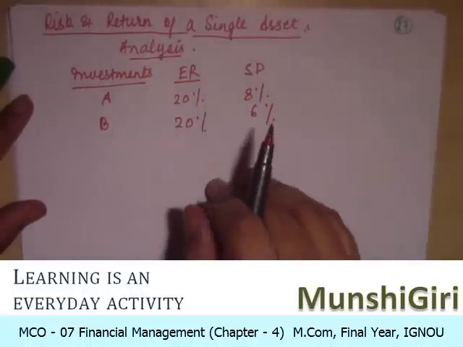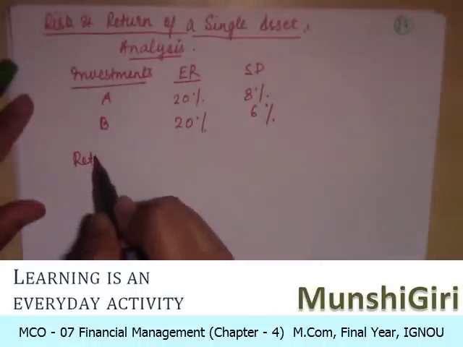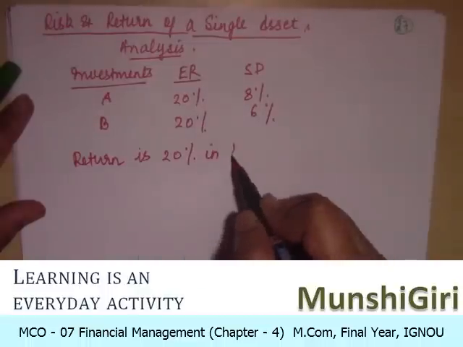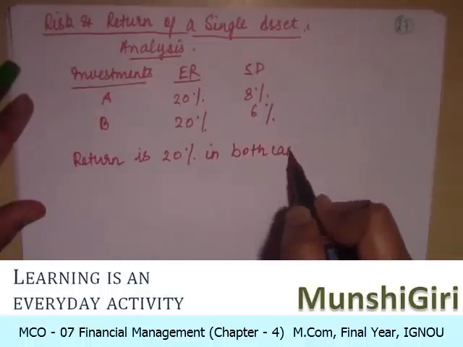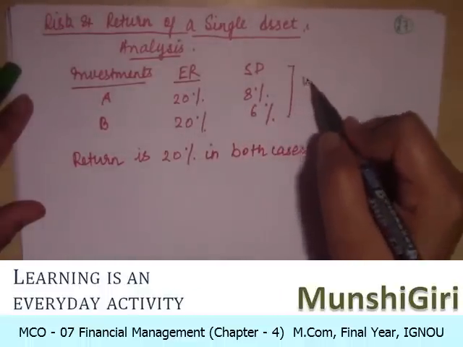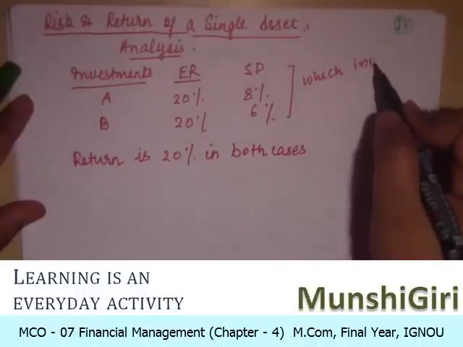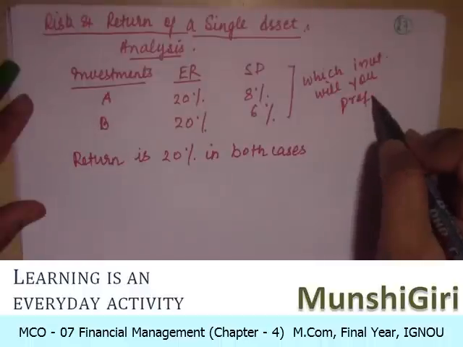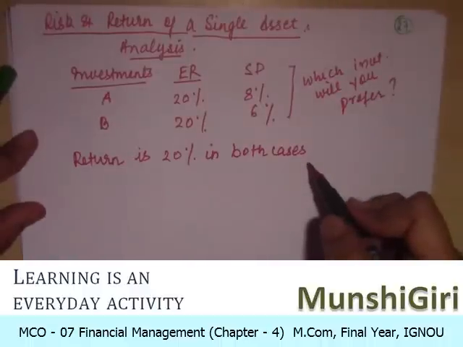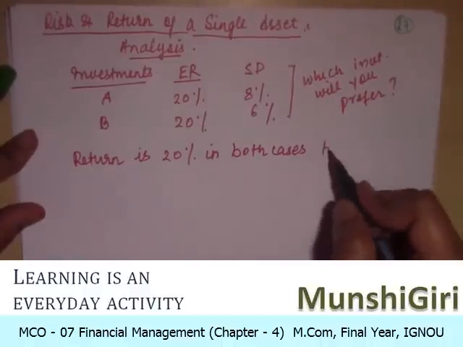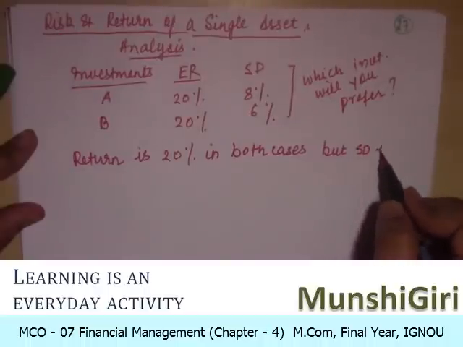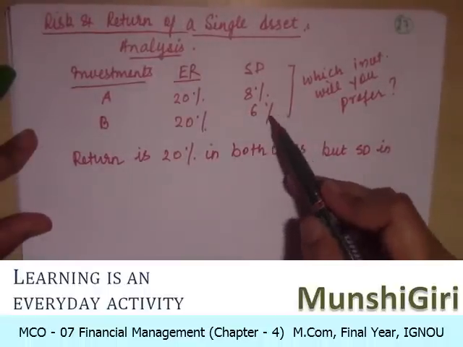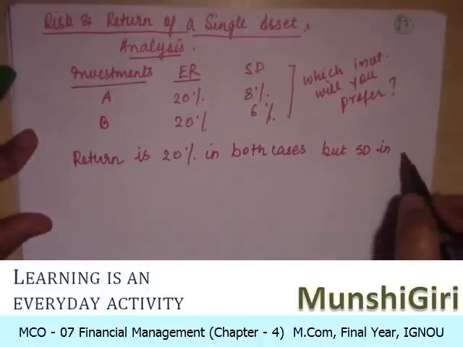Now you have to decide which investment will be picked up by you on the basis of standard deviation. In this case, the return in both the cases is 20%. Which investment will you prefer? Return is 20% in both cases, but standard deviation in case of B Limited is less than that of A Limited.